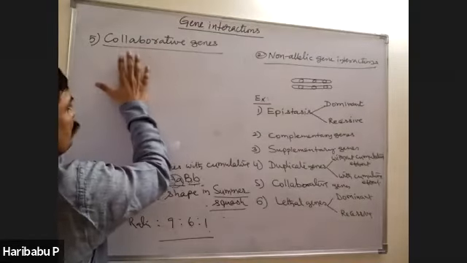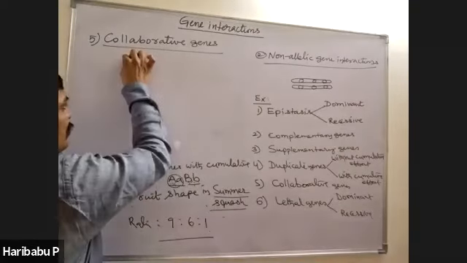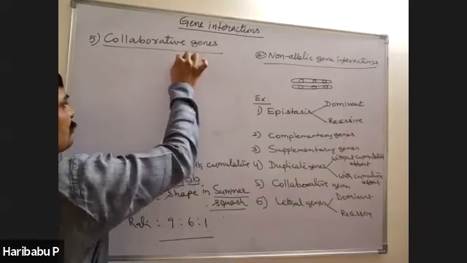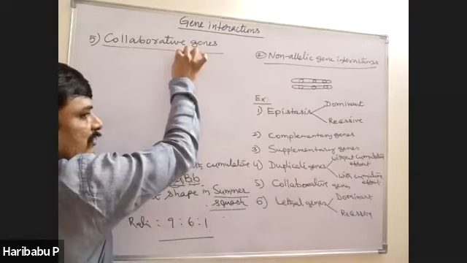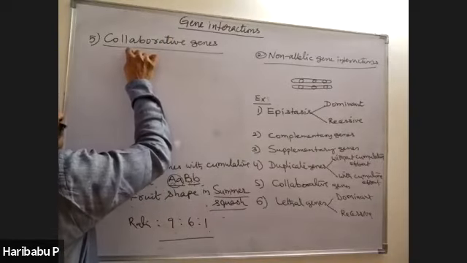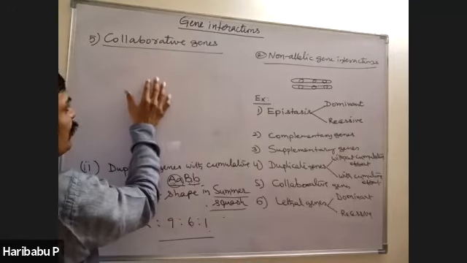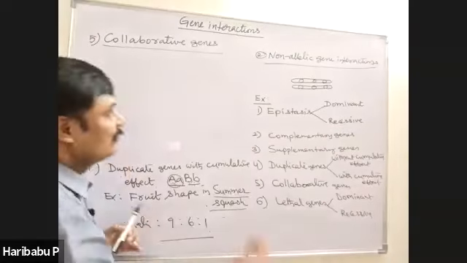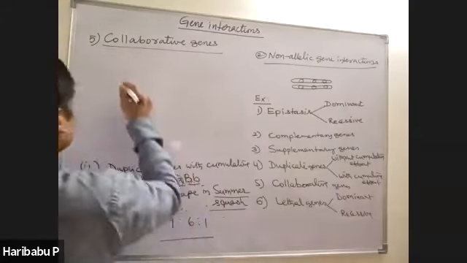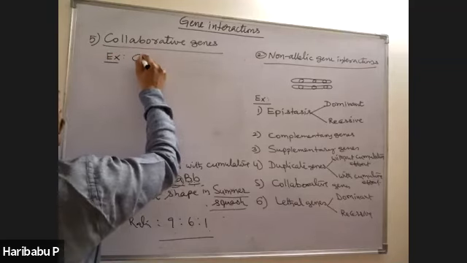Two genes are present at two gene loci because it is a non-allelic interaction. Here one gene, here one gene. This gene expresses one character, this gene expresses another character. Don't confuse with complementary genes. There, both the genes express the same character. In this case, one gene expresses one character, another gene expresses another character. When these two interact, all together a new character is created. That gene is called a collaborative gene. I will show you an example. The best one here is comb types.